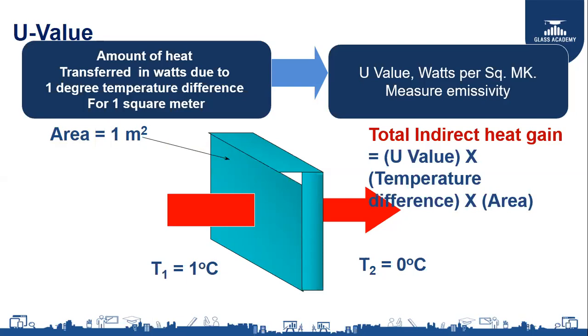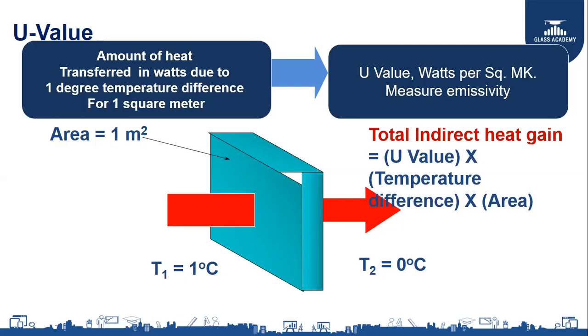What is this low E? It is a low emissive coating. When the emissivity is low, your U value will also be low because they are all dependent parameters. And further, if you want to reduce, you have also increased the air gap, you also introduced the low E coating. Beyond that, if you want to reduce it, you have to introduce argon gas, which is an inert gas, which will further reduce the U value.